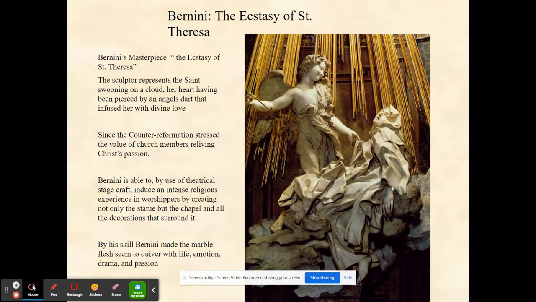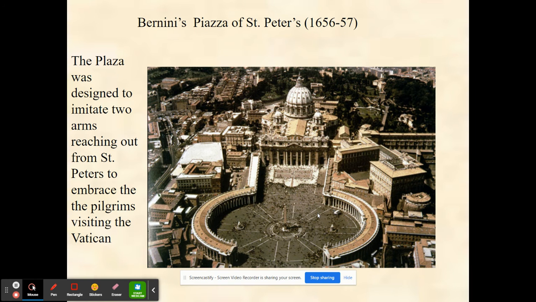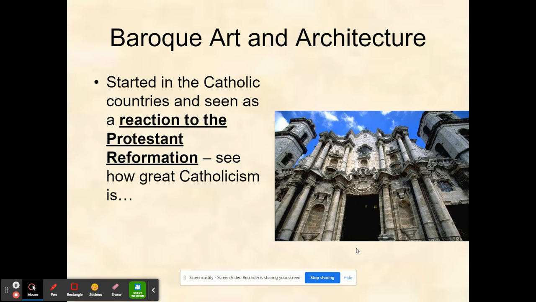Another one here, Bernini in the Sistine Chapel. You can see the idea of the flowing robes, the motion. He also did the Piazza at St. Peter's. That's this area here, which then creates this concept of God around you. God surrounds you, and it becomes part of the experience to pull people back into the Catholic Church.